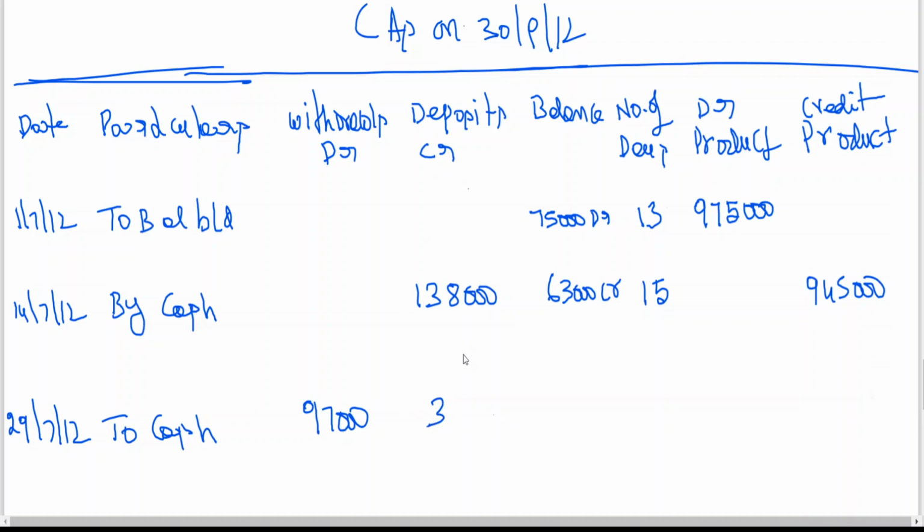Not 1 lakh, not 1,30,000. 63,000 is the credit balance, no? 63,000 is the credit balance, and your withdrawal is more than your balance. So you are having a negative balance. 34,000 debit balance you are having. Now the number of days again depends upon the next transaction.